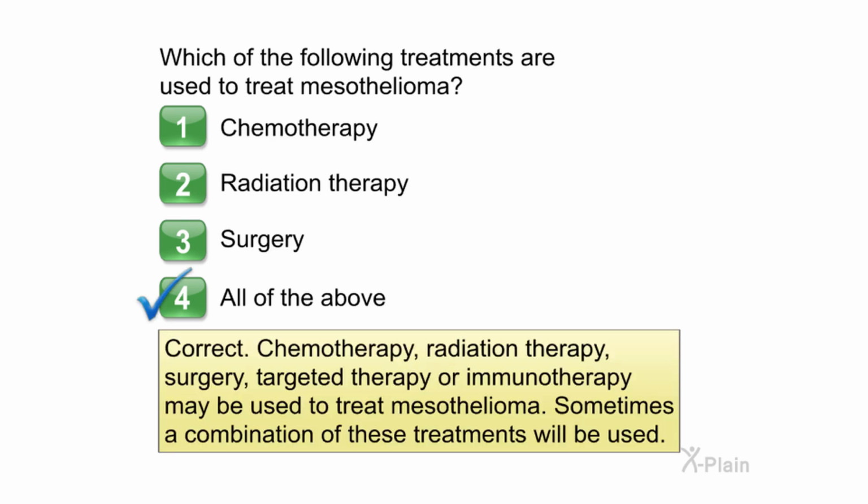Correct. Chemotherapy, radiation therapy, surgery, targeted therapy, or immunotherapy may be used to treat mesothelioma. Sometimes a combination of these treatments will be used.